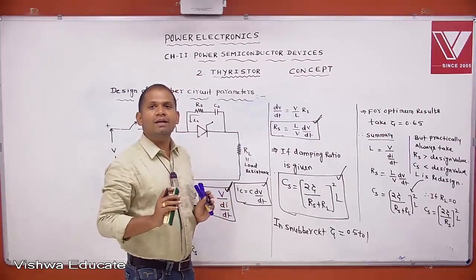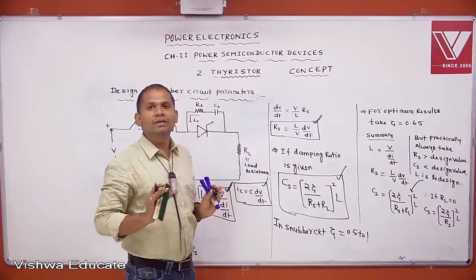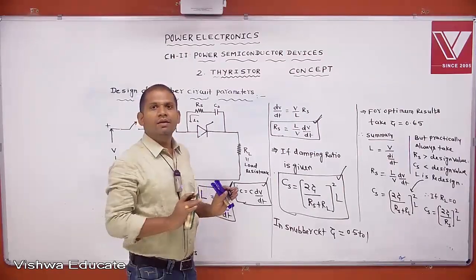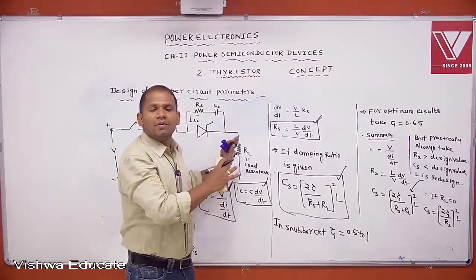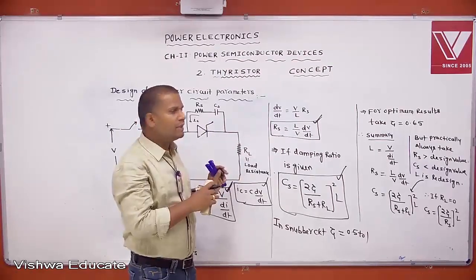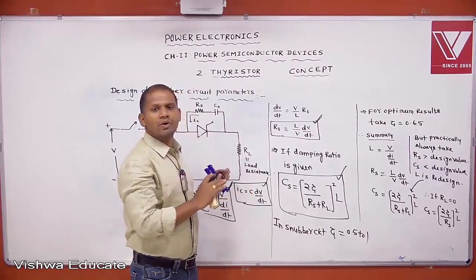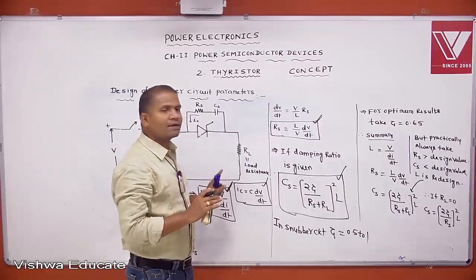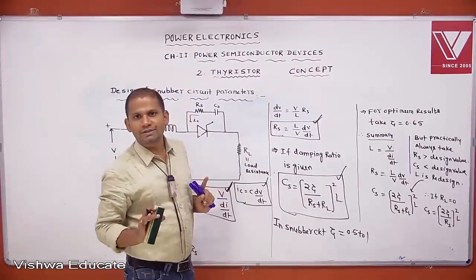This is the concept of protection circuits and snubber circuits. Based on this concept, in our classroom workbook we will solve some problems later on. Mainly concentrate on these formulas: how to design the inductance, capacitance and resistance. Clear?